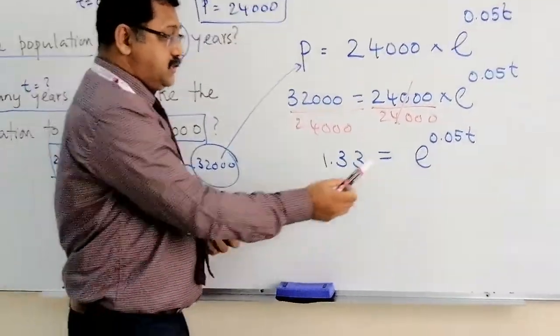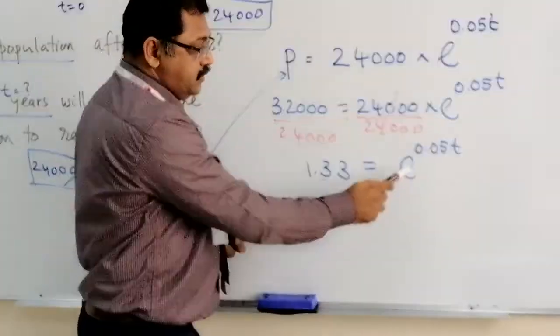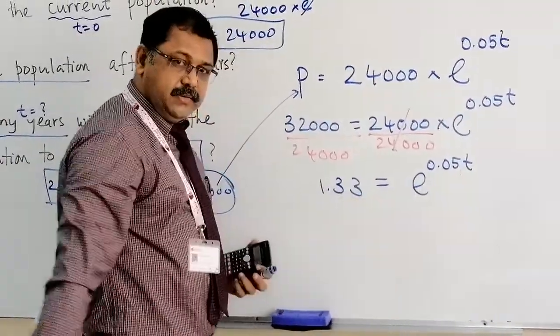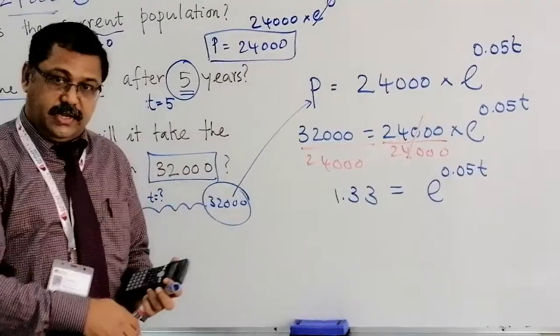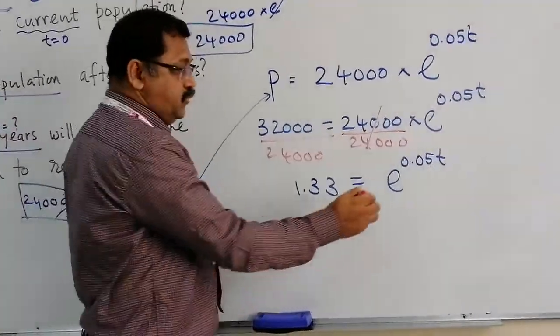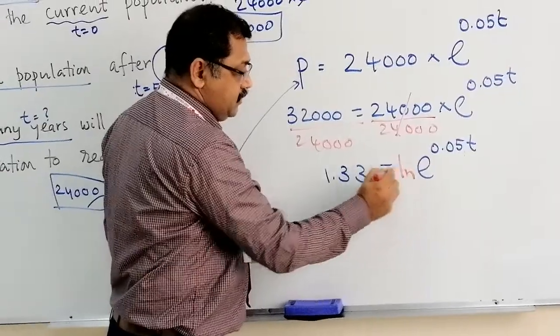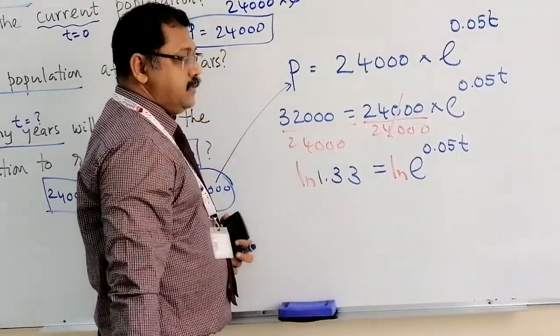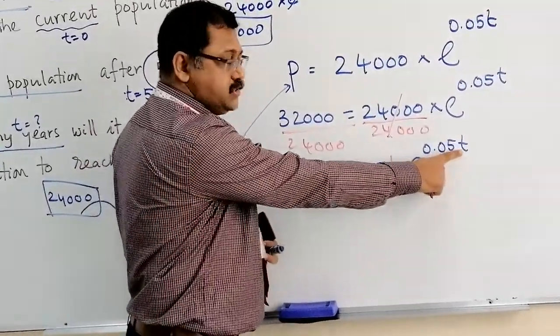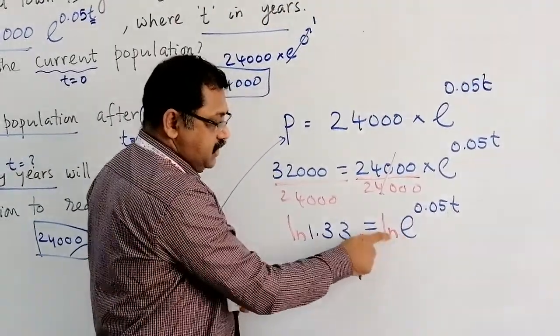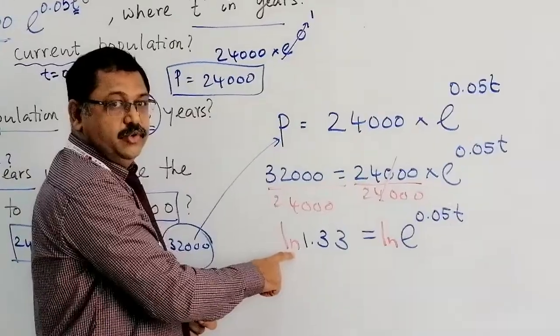Look at this. This is an exponential equation. The variable is in the power. The base is e. We discussed this in the last slides. To find the value of t, we need to apply ln on both sides. Because this is an exponential equation with the power t and the base is e, that's why we are applying ln on both sides.